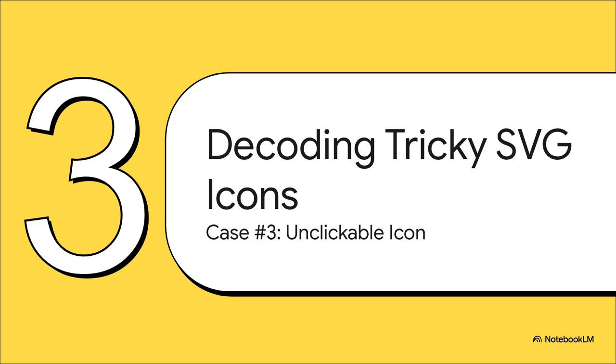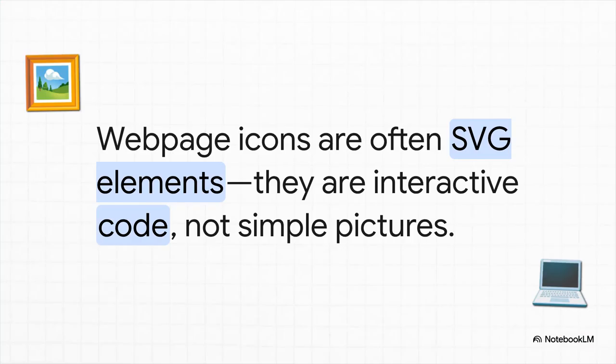What's going on? The first big clue is figuring out what these icons actually are. A lot of the time, they aren't just simple images like a JPG file. They're what we call SVG elements, which stands for Scalable Vector Graphics. And here's the key. SVGs aren't pictures. They're actually code, just like a button or a piece of text on the page.